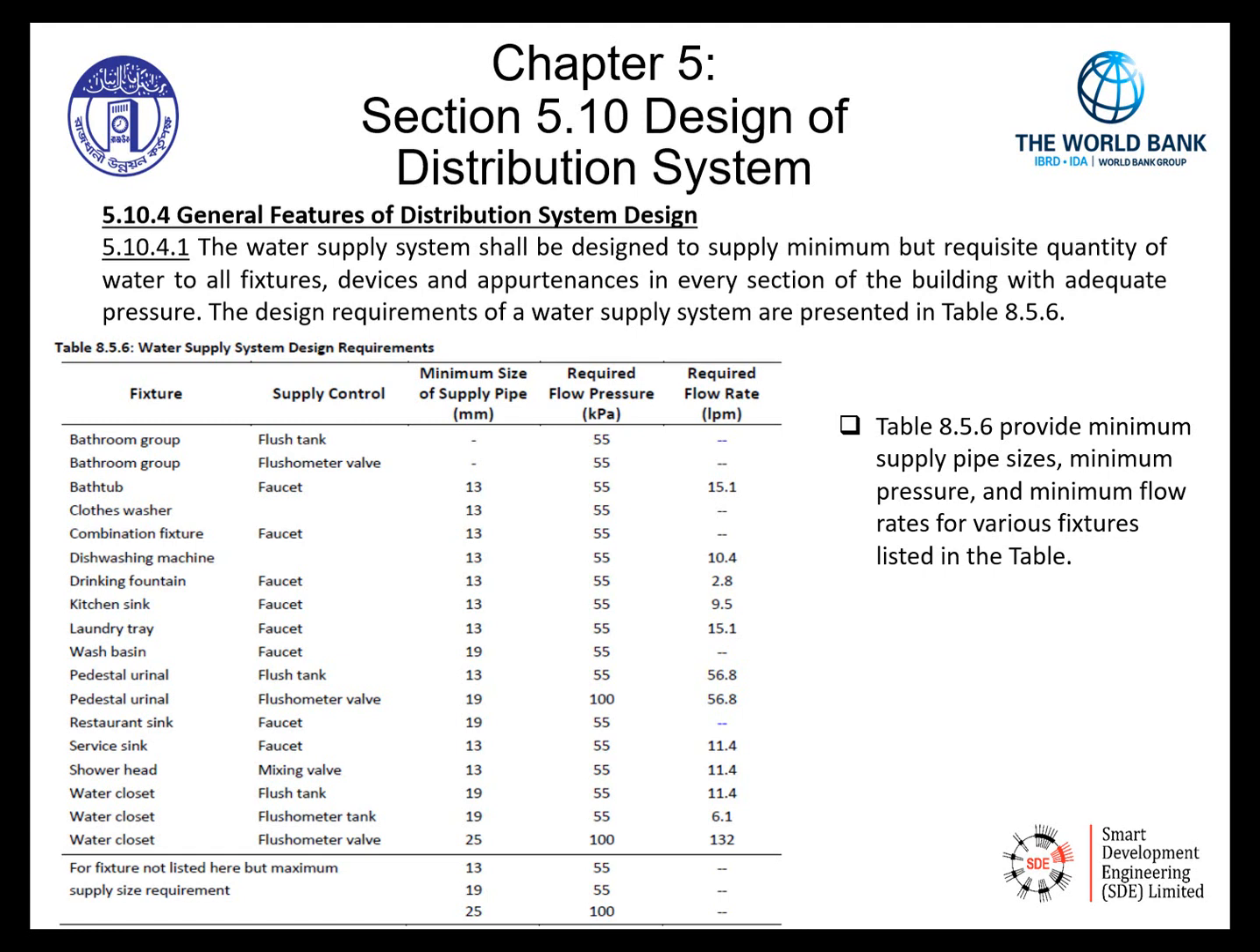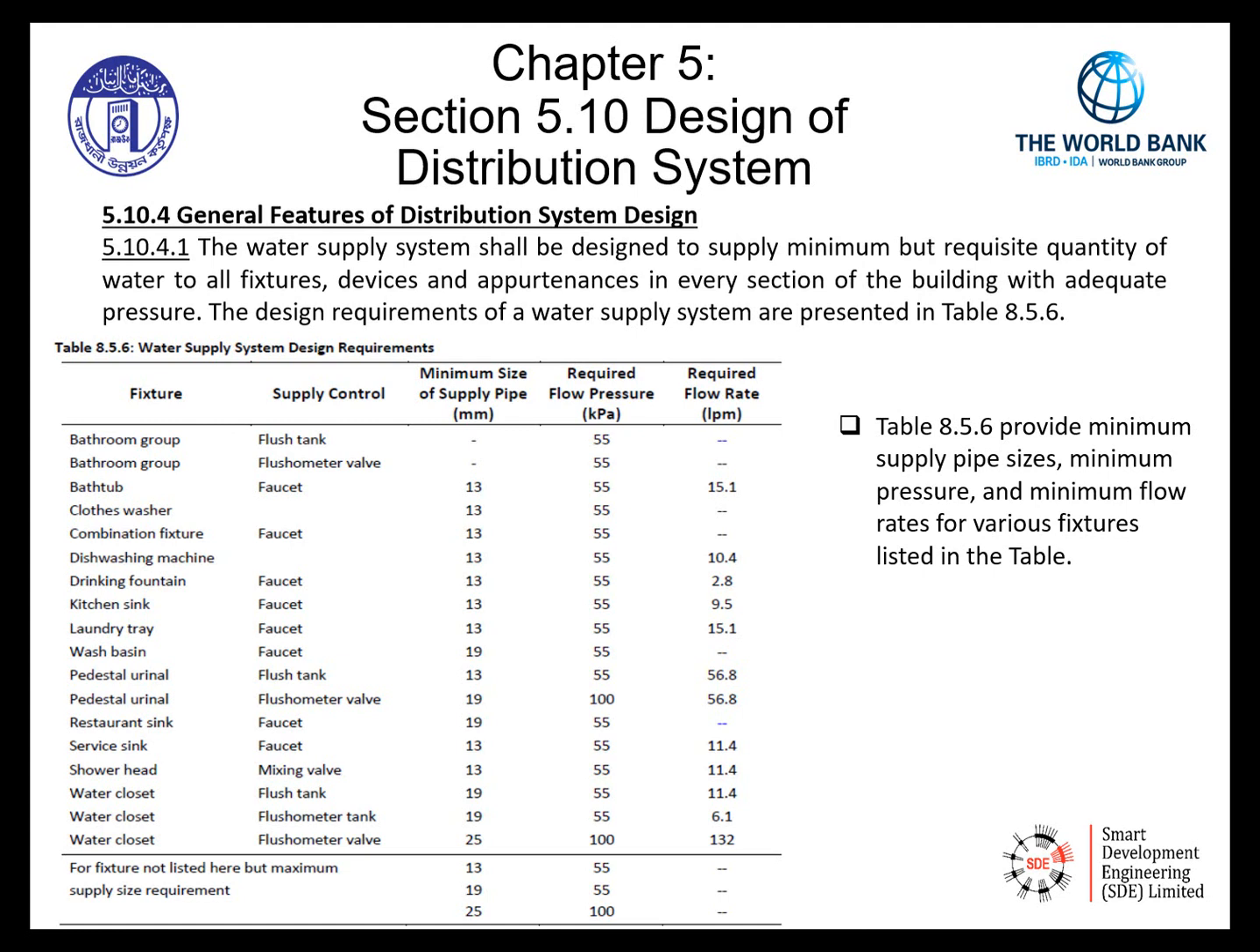Now, if we stay here at the water closets for a flushometer valve supply control, the minimum size of the supply pipe is 25 millimeters. If we move up to the flushometer tank type water closet, the minimum pipe size goes down to 9 millimeters, as well as the flush tank type water closet, it remains at 19 millimeters.